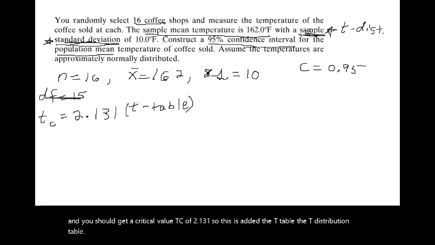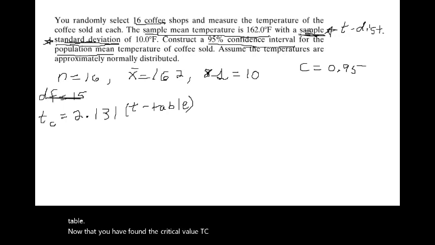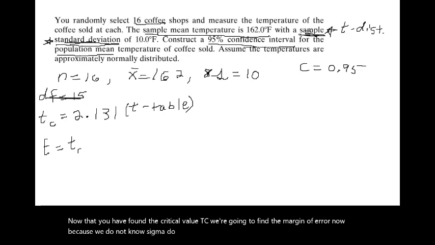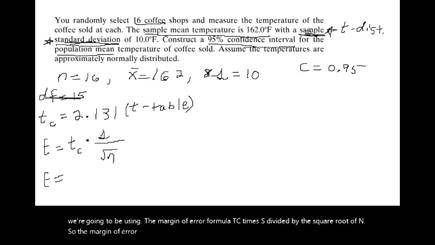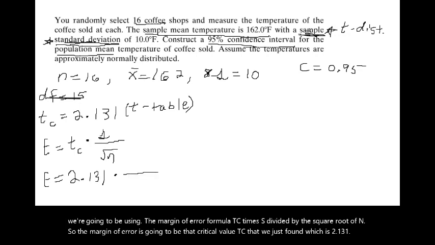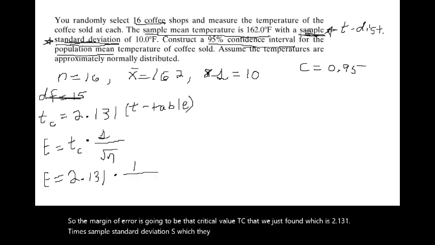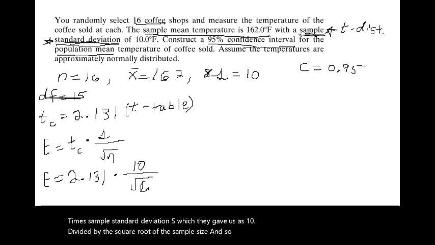Now that you have found the critical value TC, we are going to find the margin of error. Because we do not know sigma, do not use the margin of error formula that involves sigma. We're going to use the margin of error formula TC times S divided by the square root of N. So the margin of error is going to be the critical value TC that we just found, which is 2.131, times the sample standard deviation S, which they gave us as 10, divided by the square root of the sample size N, so the square root of 16.